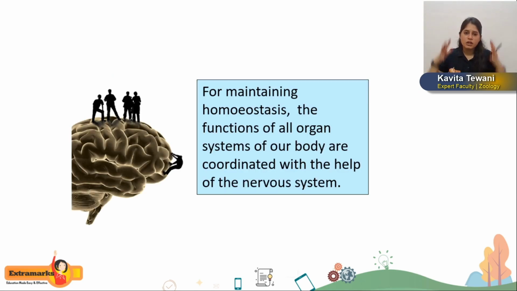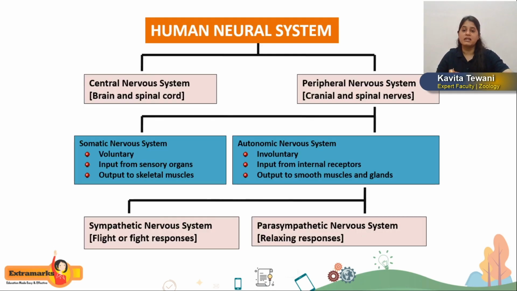So now first of all, you have to understand some basic things about the nervous system, neural system, because obviously this topic is a major subtopic of this particular chapter, that is neural control and coordination. For maintaining homeostasis, that is, maintenance of constant internal environment, the functions of all organ systems of our body are coordinated with the help of nervous system only. So I hope you know that nervous system is the system which controls all other systems of the body, and without the nervous system we won't be able to do anything. All our systems won't be working properly without the assistance of the nervous system or neural system.